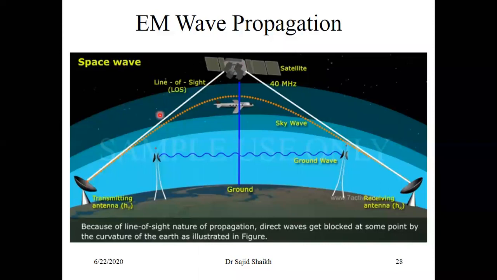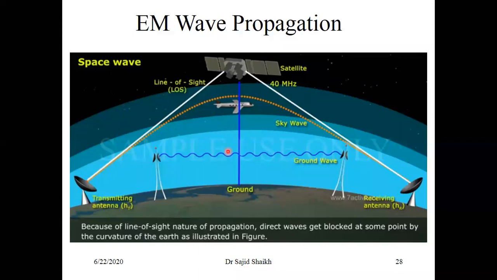In space wave communication, we have a satellite. This satellite receives the high frequency signal. It has solar panels, and it works like a repeater. Repeater means it will receive the signal from the transmitter antenna, and with the help of solar energy it will amplify the signal, increase the strength of the signal again, and transmit that received signal towards the receiving antenna. So this is the process.